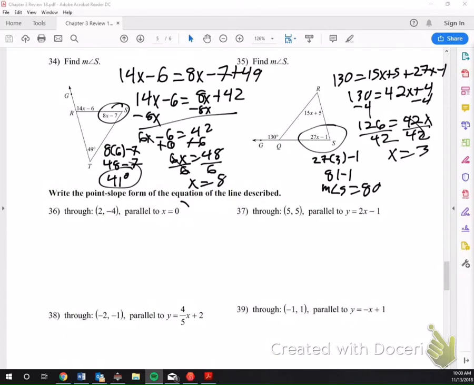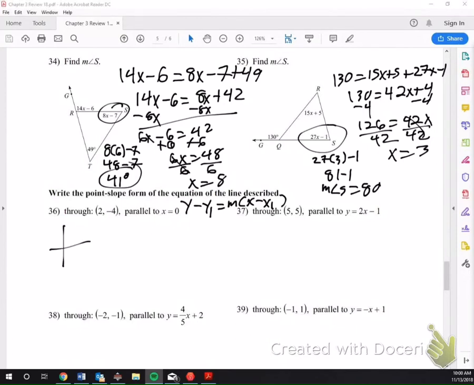So, write the point-slope form of the equation of the line described. So, point-slope form. And again, we talked about this. If you know you're going to be using the same form over and over, write it down. Save yourself the trouble. So, 36, hands down the hardest one of these.